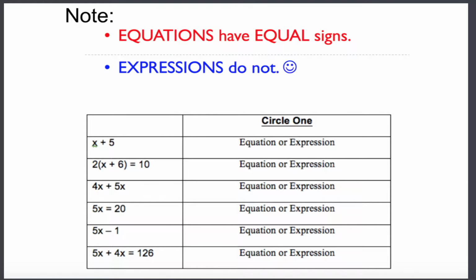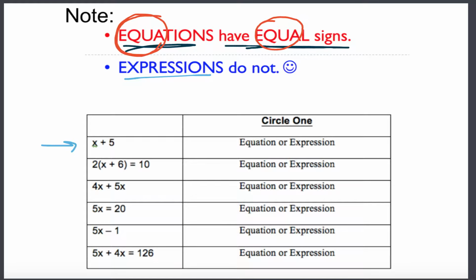Moving down in your packet, we're skipping over some to it. Please note that equations are things that have equal signs. They have a same root to them, right? Equal and equation. Expressions do not have equal signs. So when we look at this first example, x plus 5, this is an expression because there is no equal sign. Press pause now to answer these questions, then press play to check.